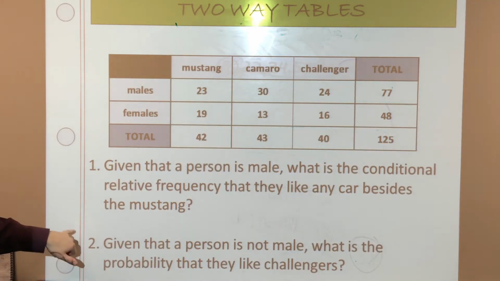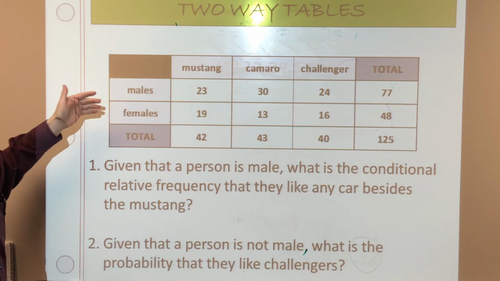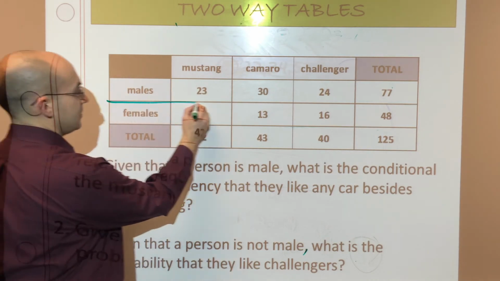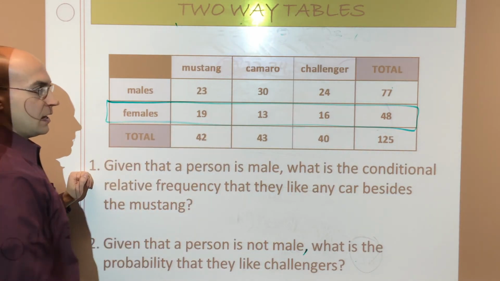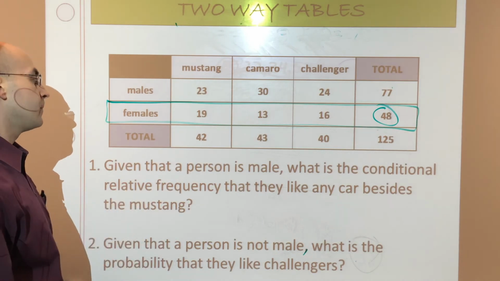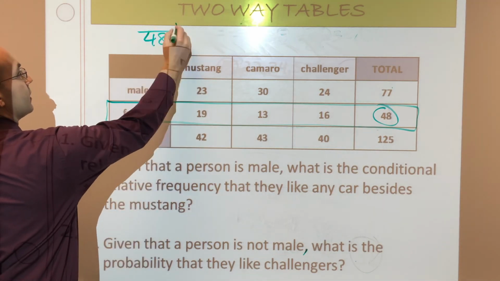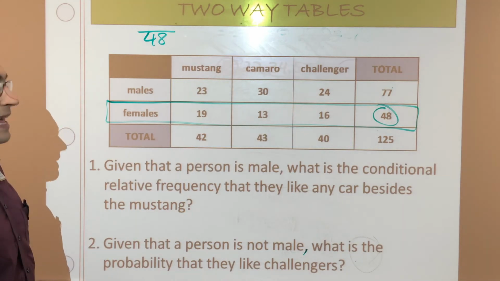Number two, I think you can see that. Given that a person is not male, comma, just stop right there. Not male means female. So given that a person is female, again, we're going to talk about a row conditional relative frequency, and there are 48 total females. So it's just simply looking at the table. I know 48 is going to be my denominator. What is the probability that they like Challengers?